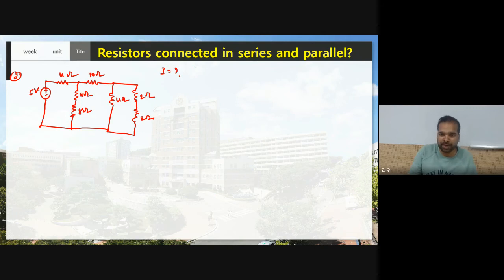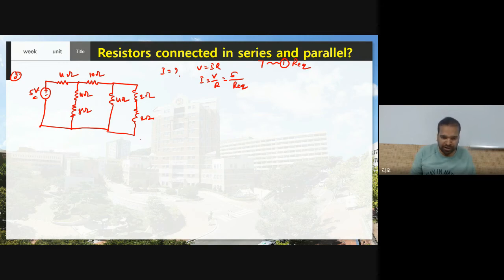As per Ohm's law, you can write V equal to IR. Therefore I equal to V by R. You already know the voltage, 5. So if you find R equivalent, how many resistors do we have? 1, 2, 3, 4, 5, 6, 7 resistors. Now the 7 resistors you need to convert into 1 resistor, that is R equivalent. And if you substitute here, you will find the total current flowing from this source.